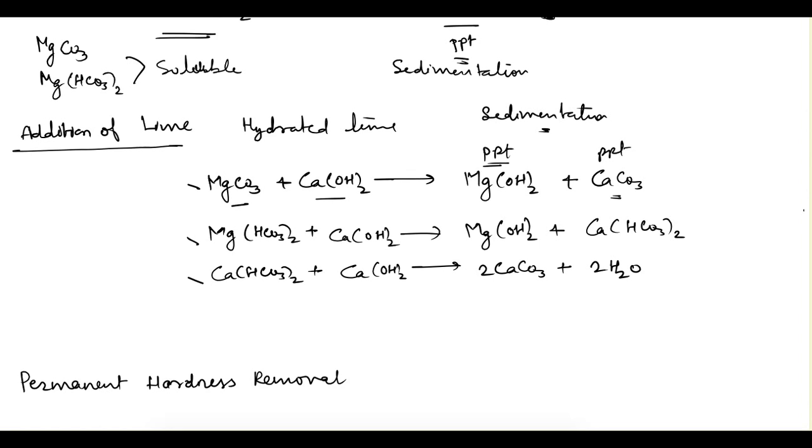The next reaction is between magnesium bicarbonate and lime. Here also we get magnesium hydroxide, the same as before, and we get calcium bicarbonate. Calcium bicarbonate again reacts with calcium hydroxide, that is lime, and forms CaCO3, calcium carbonate, which can be removed by the sedimentation process. So all of our temporary hardness can be removed by addition of lime. If only temporary hardness is present, then addition of lime is a suitable method to remove the hardness.